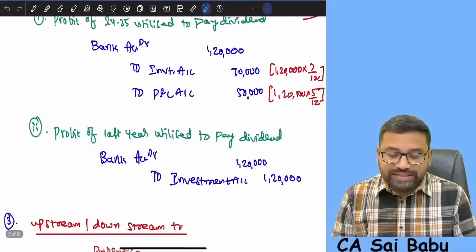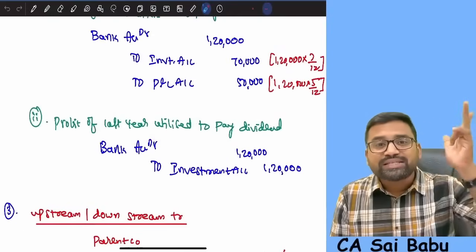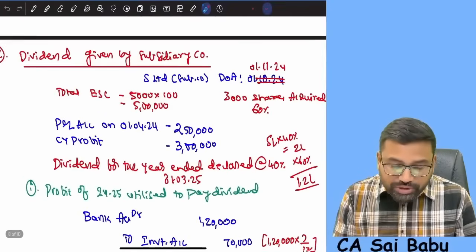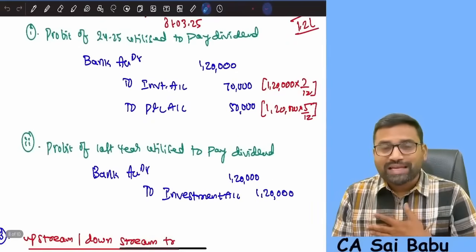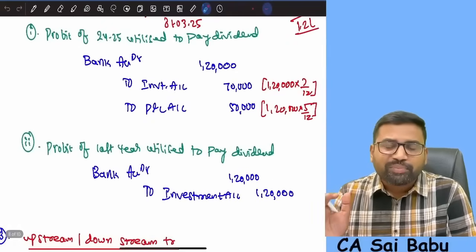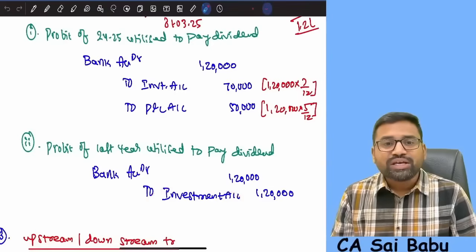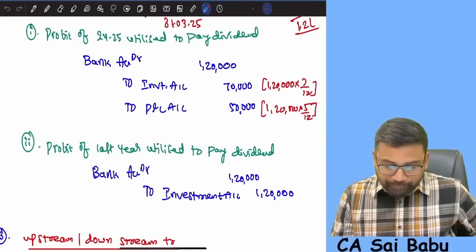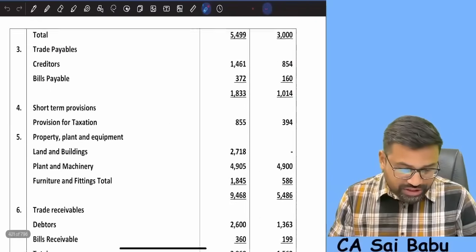7:5. Suppose I assume the entire dividend is given from last year's profits, that the profit of the last year is utilized to pay the dividend. Suppose last year's profit is 2,50,000. Now this entire dividend of 1.2 lakhs is given from last year's profits. The entire last year's profits are pre-acquisition profits. Therefore, the entire dividend you receive is adjusted to the cost of investment. Okay, very simple. Now see this question.